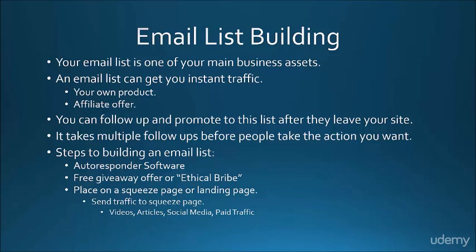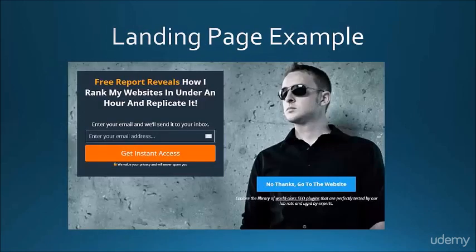A good rule of thumb is that whenever you set up an opt-in form or a landing page that gets people to sign up for your list through an ethical bribe, you're going to want to send as much traffic as possible to that page, because that's your main business asset that you're building. Even if you don't get the sale right away, if you can get that opt-in, that's oftentimes a very good thing for you. You can place it on the sidebar of your blog or website and use it to generate income for you as well.